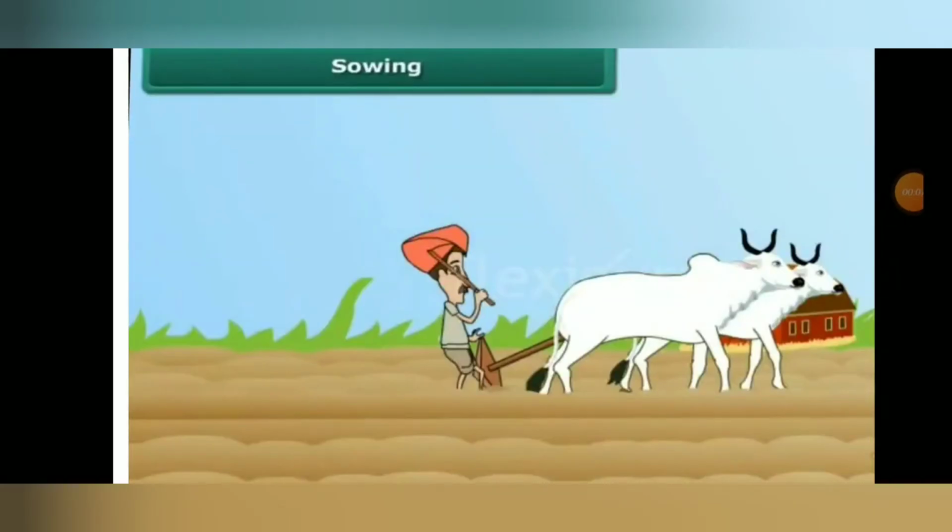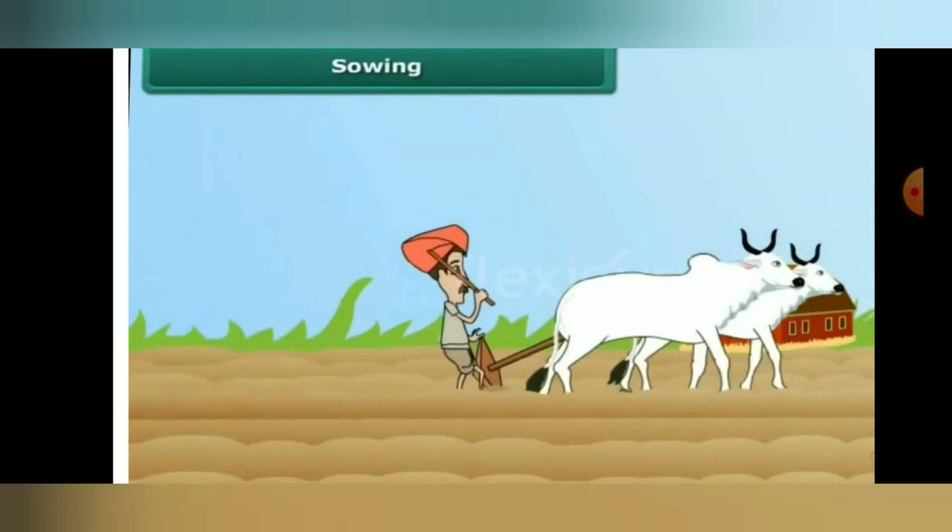My dear students. Our next topic is sowing. In the previous class, we learned that there are 6 important steps for growing the crops. Among them, the first one is preparation of soil. We discussed it in the last class. Now, we shall discuss the second step among these practices, which is sowing.